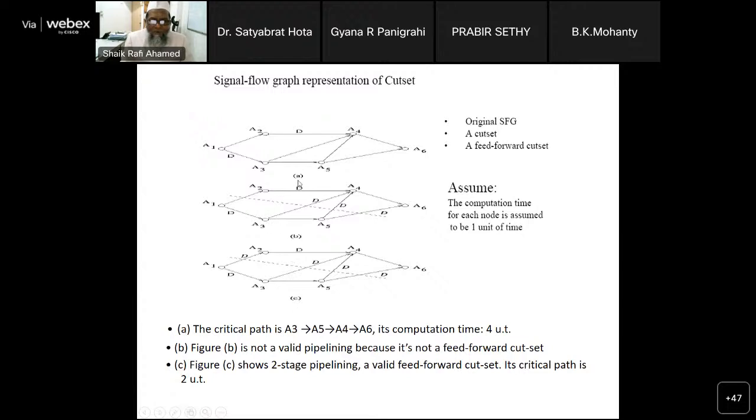Now what I am going to do is place the latches. For placing the latches, you have to find out the feed forward cut set. So the second one is invalid, this one is a cut set. If I take this dotted line as a cut set, what are the edges on this dotted line?